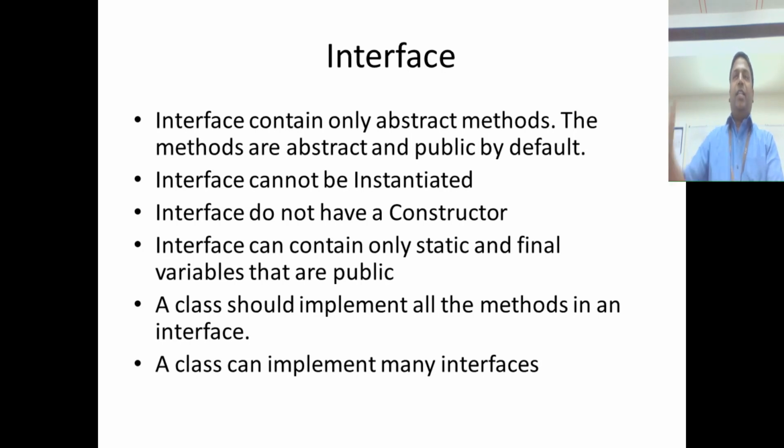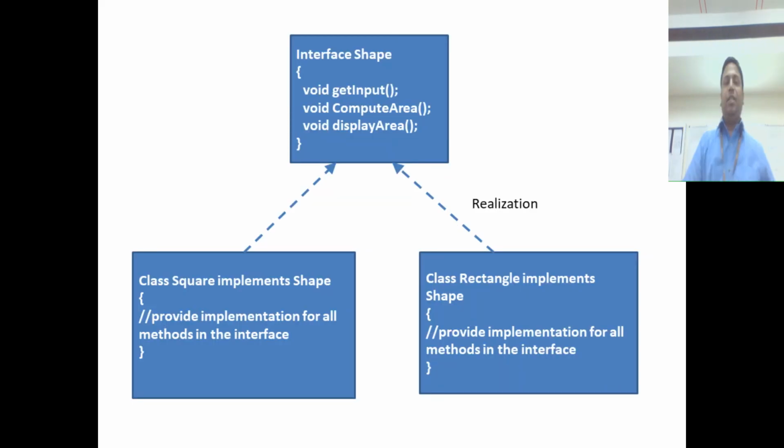And when a class implements an interface, it is mandatory for the class to give implementation for all the abstract methods in your interface. Another final important thing is a class can implement many interfaces. So we'll take up this example. We'll have this interface shape and three important methods: input, compute area, and display area. When you're talking about implementing an interface, class square implements shape, class rectangle implements shape. So when it implements an interface, you should provide the definition for all these methods.